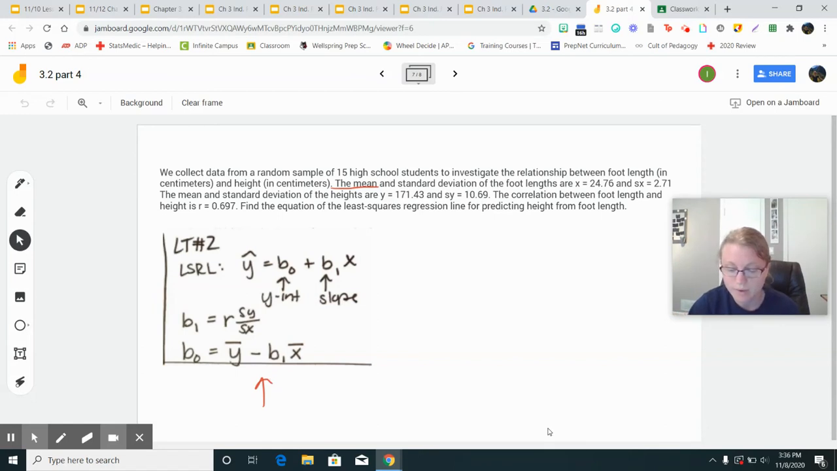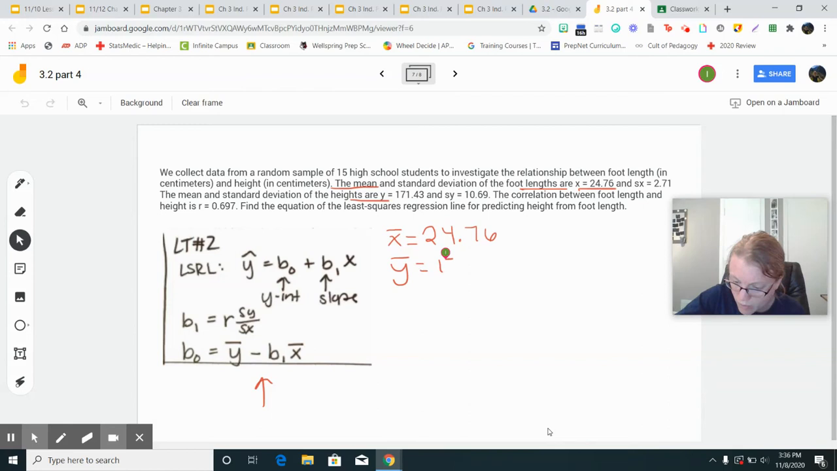We collect data from a random sample of 15 high school students to investigate the relationship between foot length and height. The mean and standard deviation of the foot lengths are x. So I'm going to label this x bar. The mean of the foot length is 24.76. And the standard deviation of x, Sx, is 2.71.